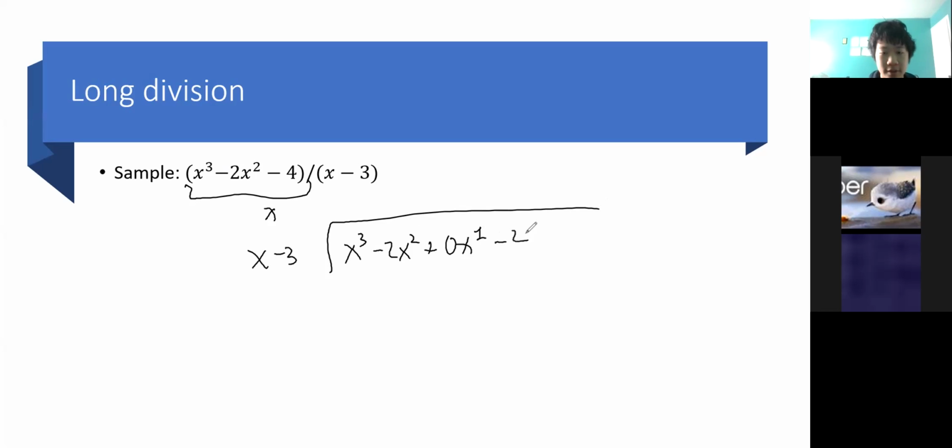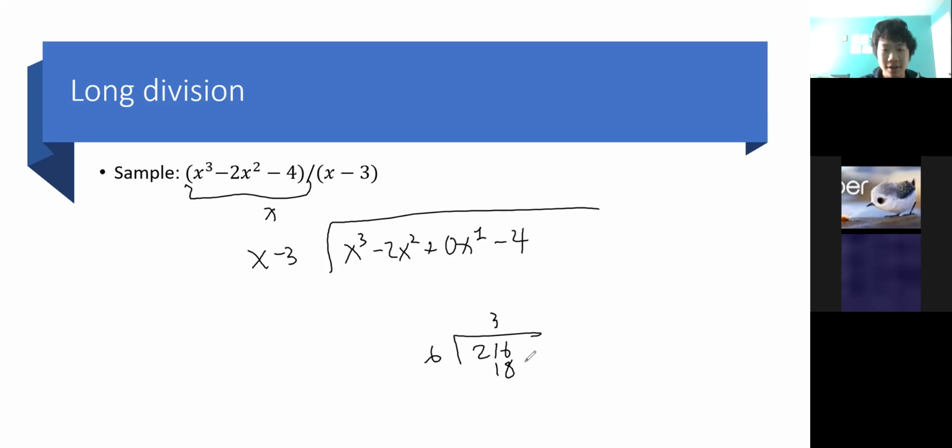So I haven't really changed anything. I added 0x to the first because there is no x to the first. But I need that thing in there so our numbers are aligned. Remember when you did long division like this? Your numbers had to be aligned, right? If I did 18 and I put the 18 here, that wouldn't work.